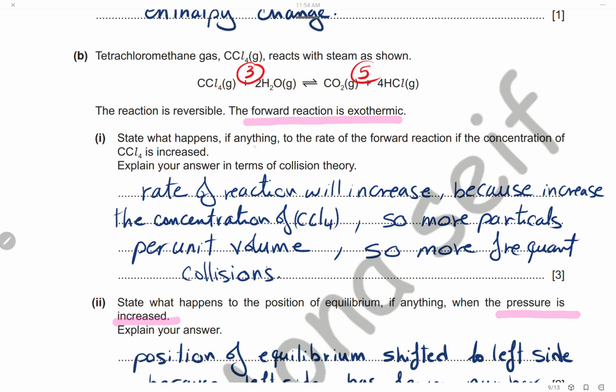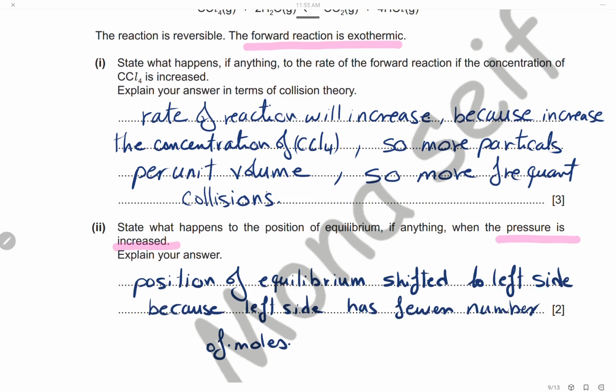First, state what happens, if anything, to the rate of the forward reaction if the concentration of tetrachloromethane is increased. Explain your answer in terms of collision theory. Here he asked about the rate of reaction. By increasing the concentration of one of the reactants, the rate of reaction of course will increase, because increasing the concentration of tetrachloromethane means more reactant particles per unit volume, so more frequent collisions, and of course this will increase the rate of reaction according to the collision theory.